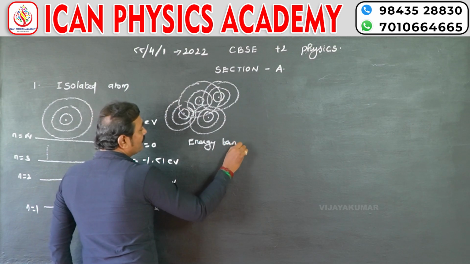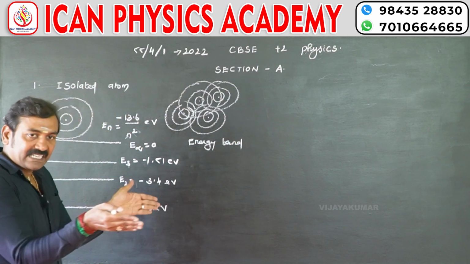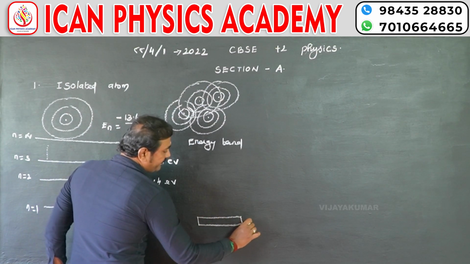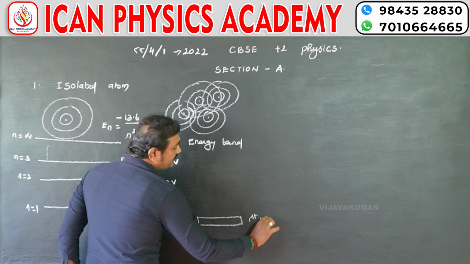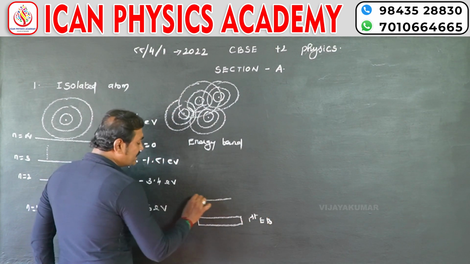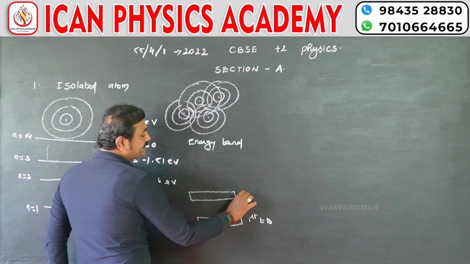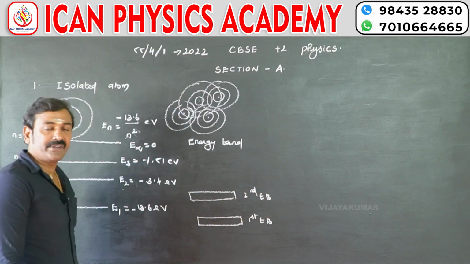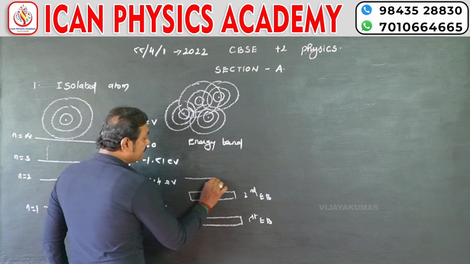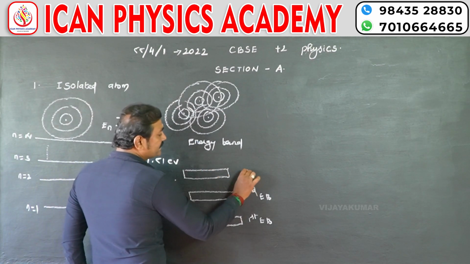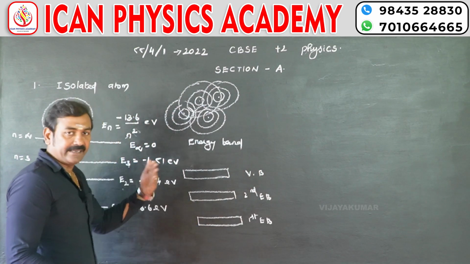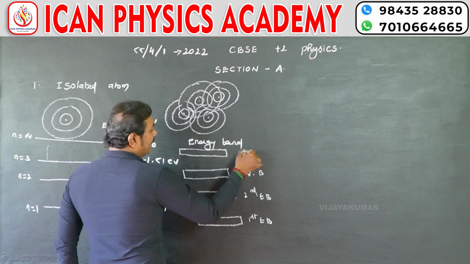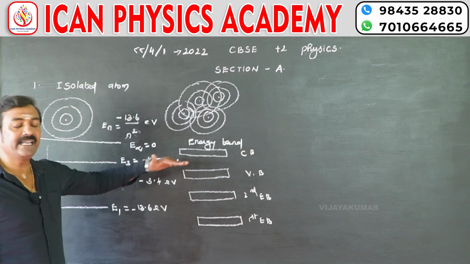Energy band. So the first energy levels combine to form the first energy band. The second energy levels combine to form the second energy band. The third levels are due to valence electrons, so the third band is the valence band. The next one is the conduction band, so that the electrons will be conducted. So these are the energy bands.